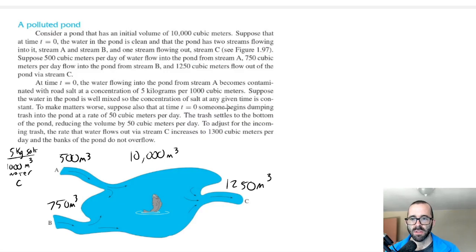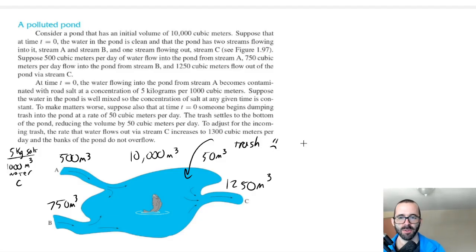Also at time t equals 0, someone begins dumping trash into the pond directly. So we have salt coming in from here. We also have people just randomly dumping in trash. So we have 50 cubic meters of trash. Don't do that. Don't dump your trash into the pond. 50 cubic meters per day.